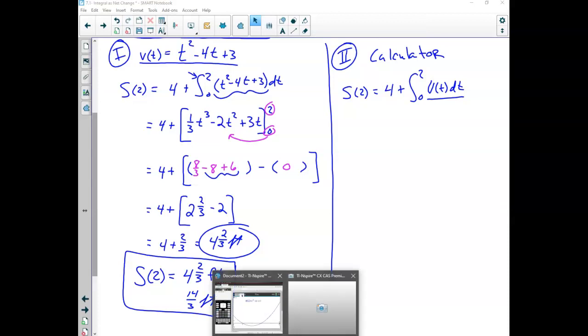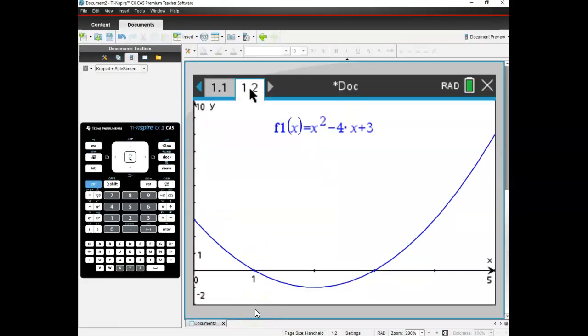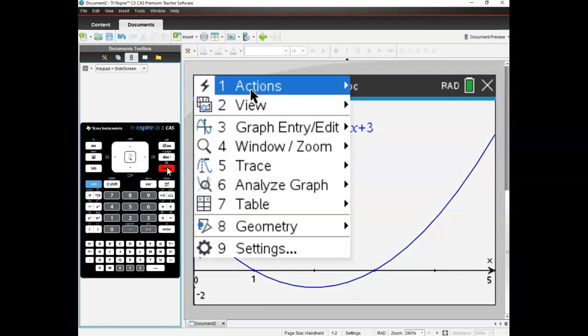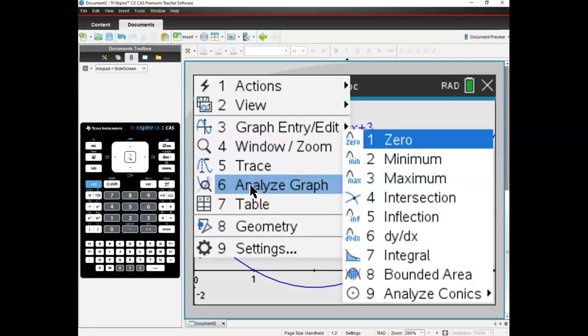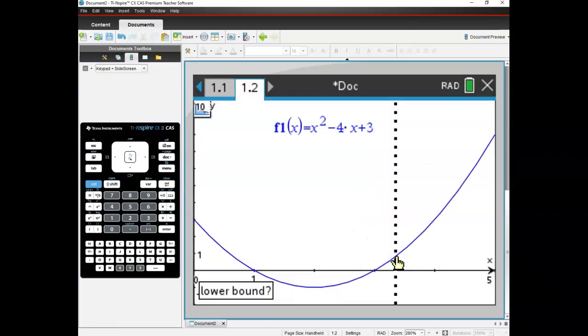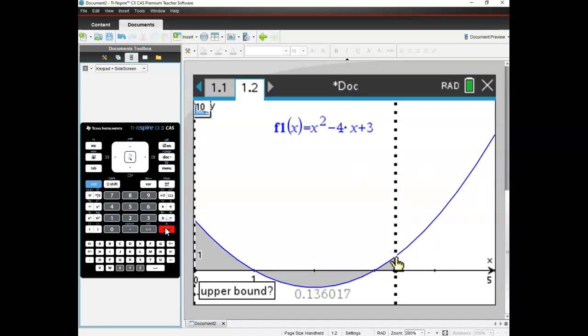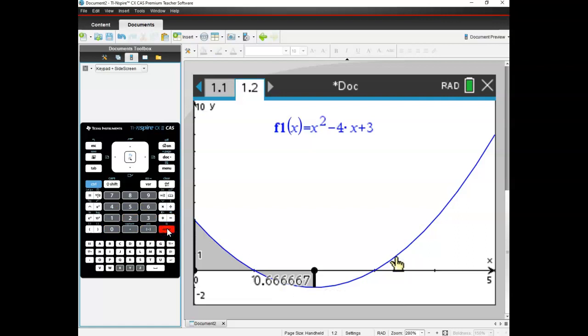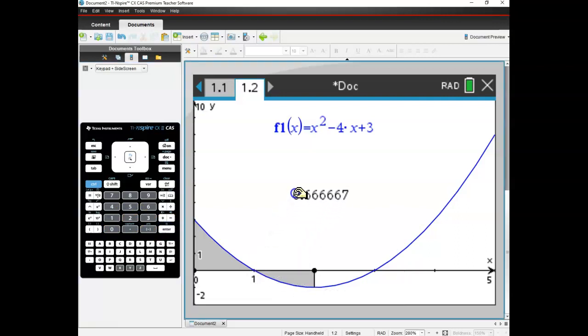Well, there's two ways to skin a cat. If I pull this up, I can evaluate this integral from 0 to 2 right in the graph page. I do not have to do it on a calculator page. Well, how do we do that? We're looking at our graph, and we're just going to say menu, analyze graph, and we're going to do an integral. It asks for the lower bound, that's my lower limit of 0. Enter. My upper bound is going to be my upper limit of 2. And I can see that that is going to give me 0.667.